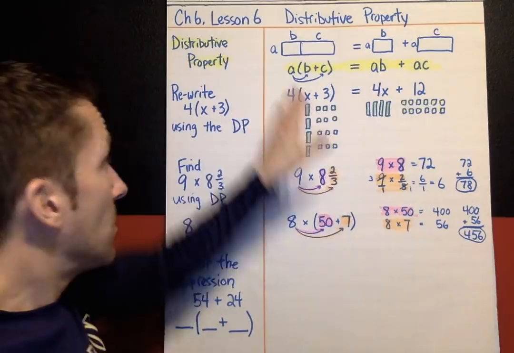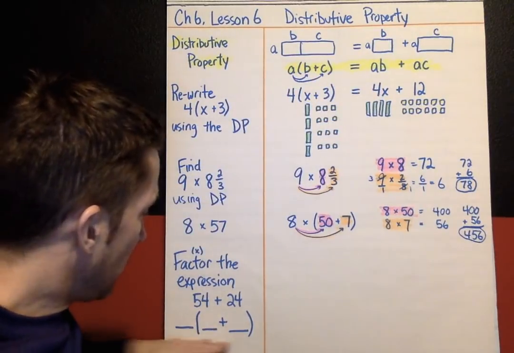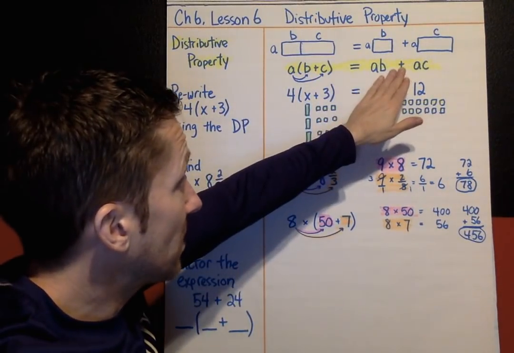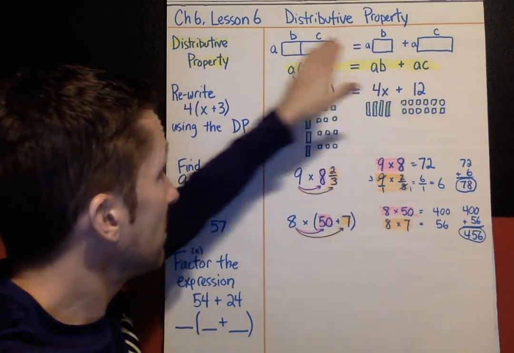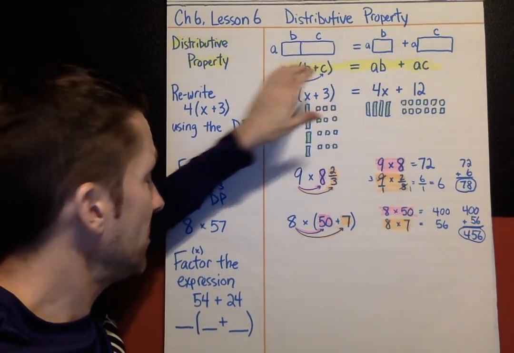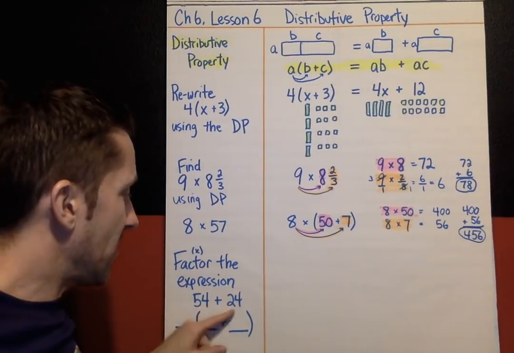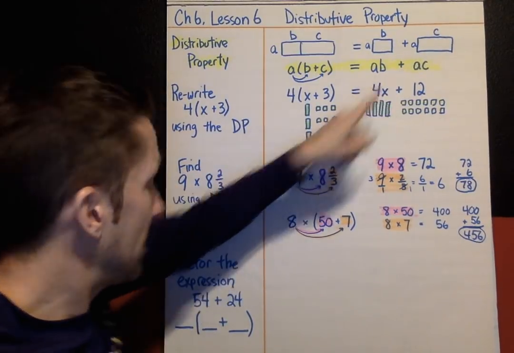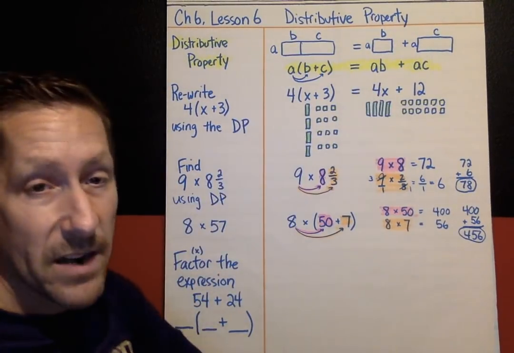Now, hopefully, you can look at this and recognize that it is actually the distributive property. What we're doing is kind of going backwards. From this, how can we go and create this expression? That's factoring an expression. You've got something like this over here. How can we create that?